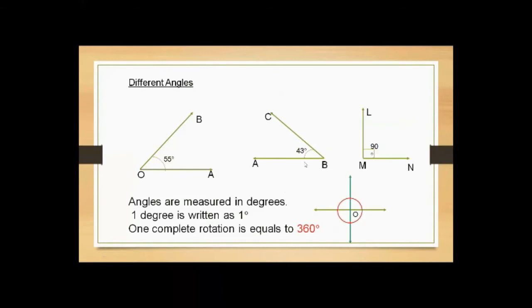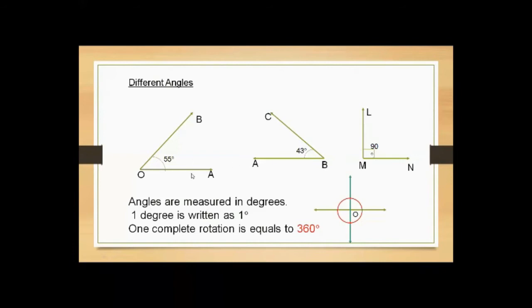There is also a constructed angle, which is AB, the first ray, and BC, the second ray. Now B is the common point between AB and BC, so B is the vertex of this angle. In the same angle here, MN is the first ray and ML is the second ray, and the common point is M, so M is the vertex of this angle.